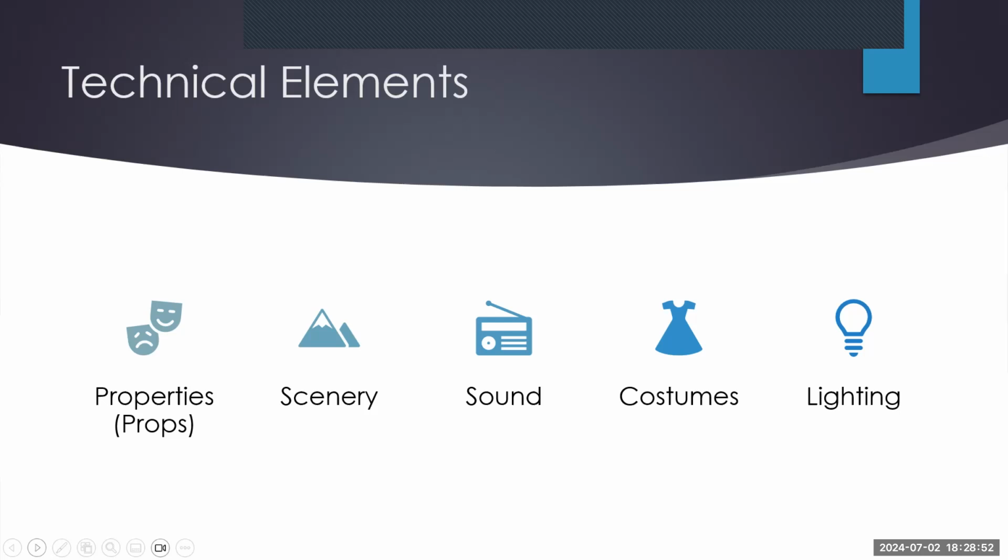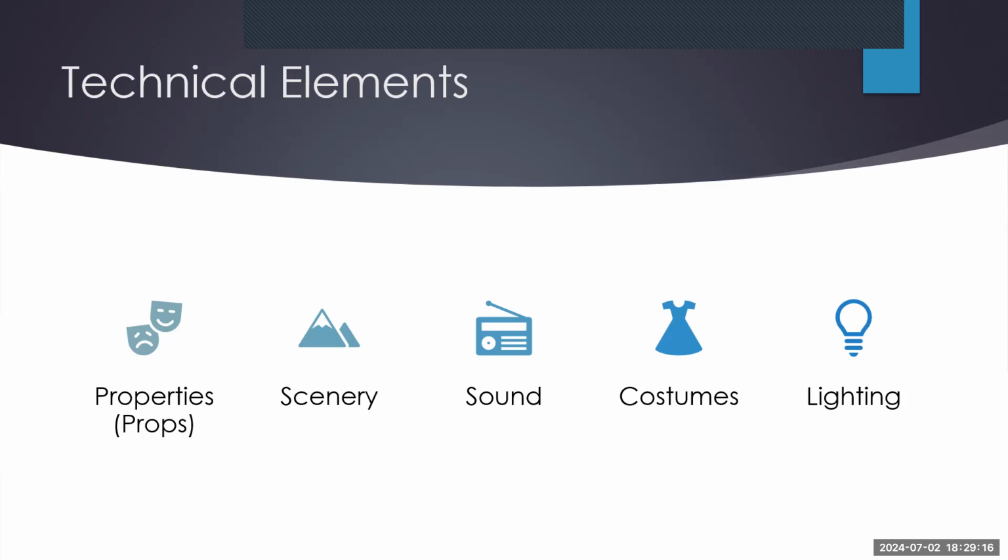Technical elements of theater. Your properties are your props. These are going to be your objects that are used on stage by the actor. They're going to enhance the realism and support the action. For example, you might have swords and they're having a sword fight. Your scenery is going to be your visual background and setting. This is going to help establish the time and the place of the action.